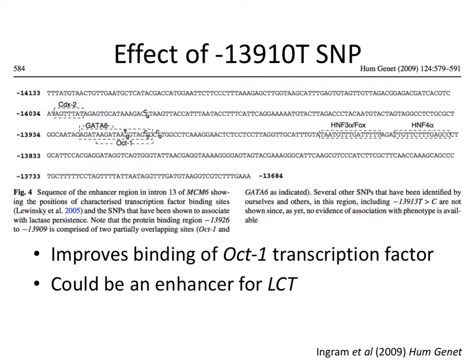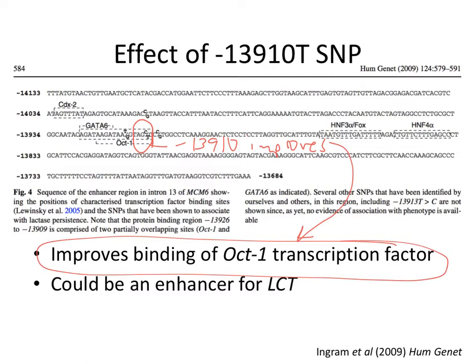It affects a transcription factor binding site, an enhancer. We've talked about enhancers before, that they can be tens, hundreds of thousands of base pairs away from the gene they regulate. And it turns out that this one mutation, I'm going to circle it here because they didn't mention it, that's the minus 13910 single nucleotide polymorphism, C to T change, improves a binding site for a transcription factor.